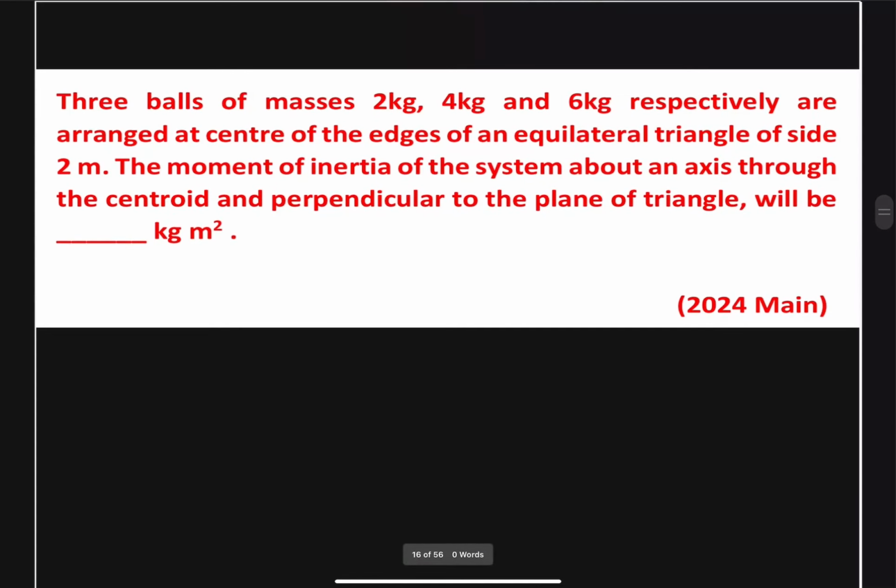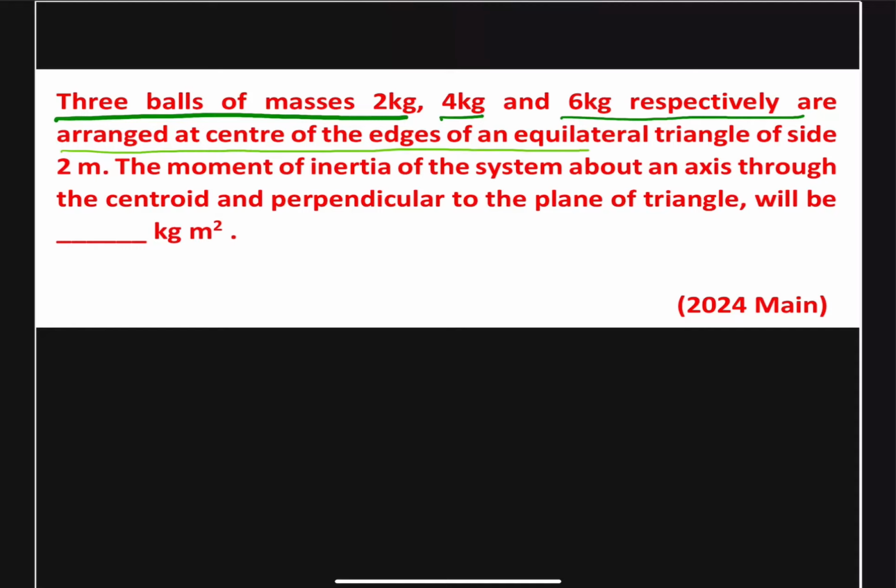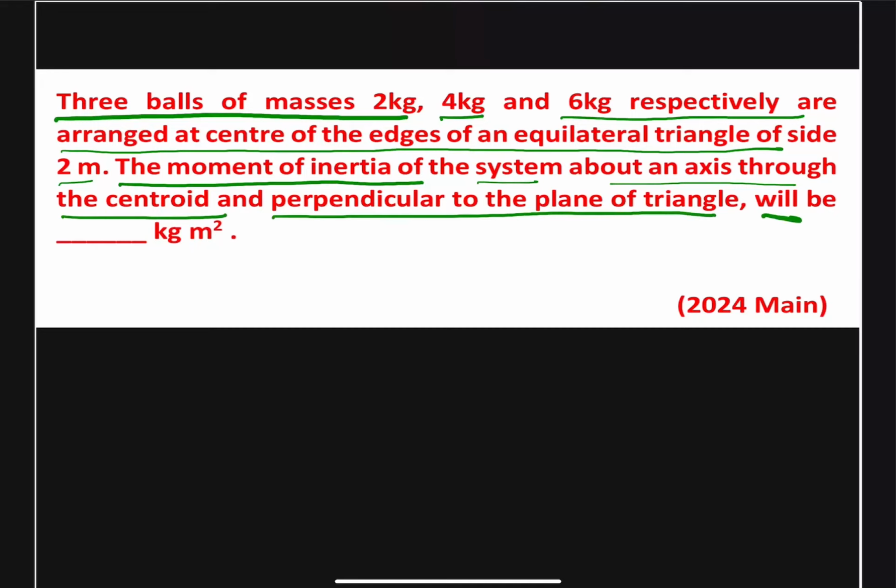Next question. It states that 3 balls of mass 2 kg, 4 kg and 6 kg respectively are arranged at the center of the edges of an equilateral triangle of side 2 meter. The moment of inertia of the system about an axis through the centroid and perpendicular to the plane of triangle will be dash kg meter square. So we have to find out the moment of inertia about the axis which passes through the centroid and is perpendicular to the plane of the triangle.